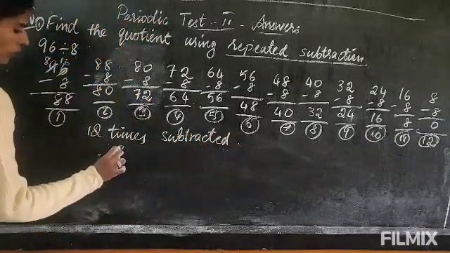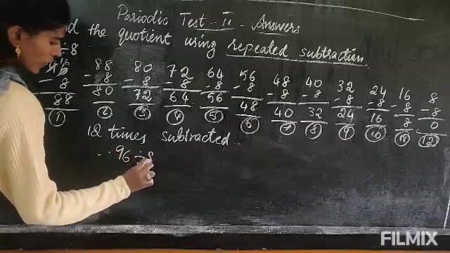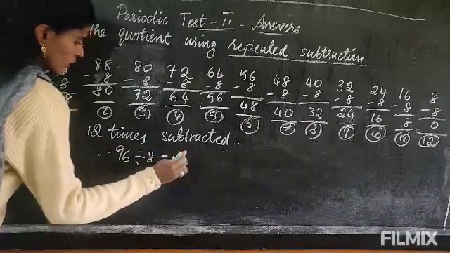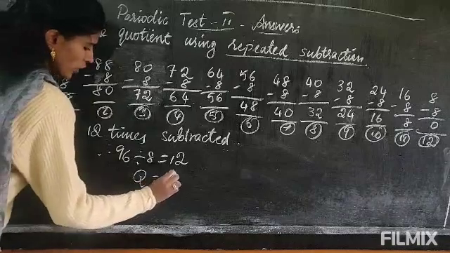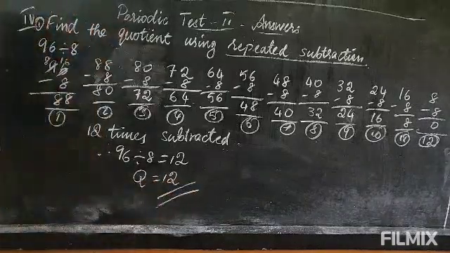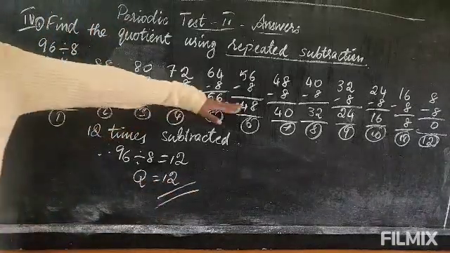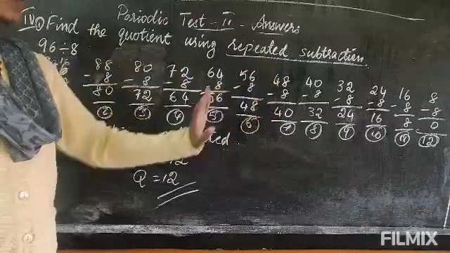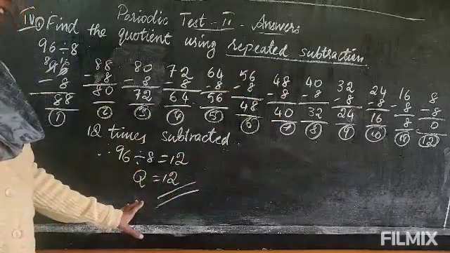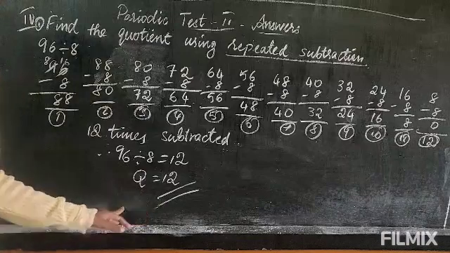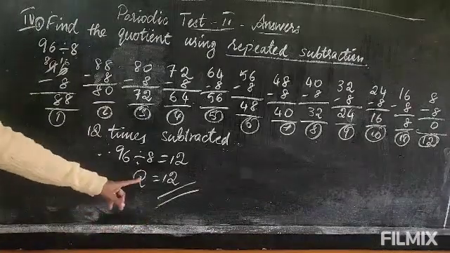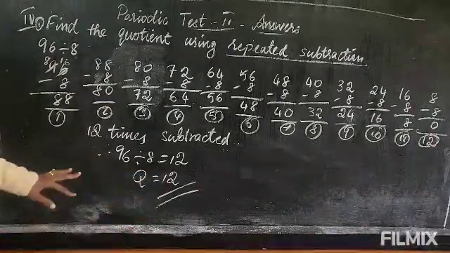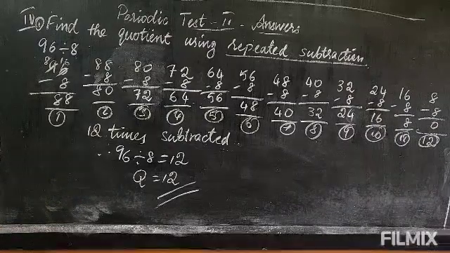Therefore 96 divided by 8 equal to 12. Otherwise you can write in short form quotient equal to 12. So this is the way you have to write the answer. Some of you have finished with only subtraction. You did not write the answer. You must write the question, and you must write the answer. This is the way you have to complete the answer.